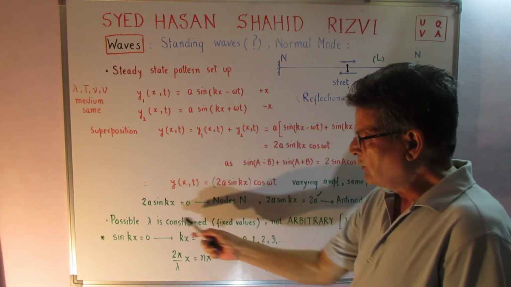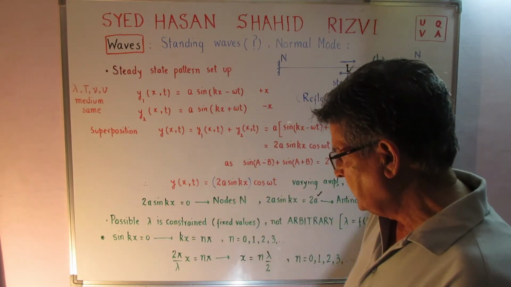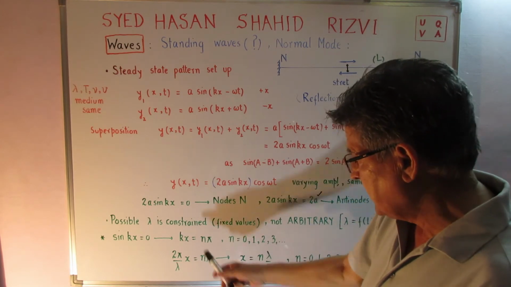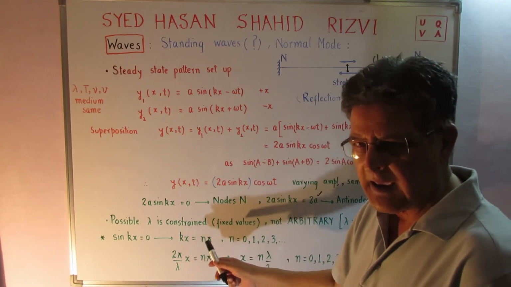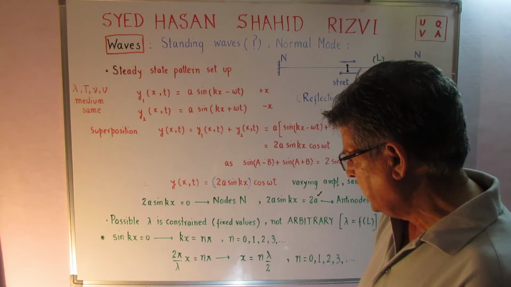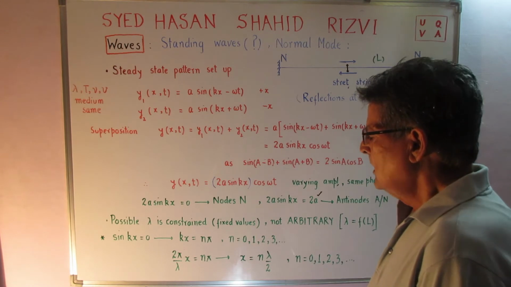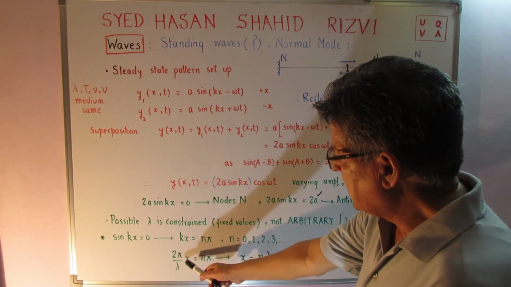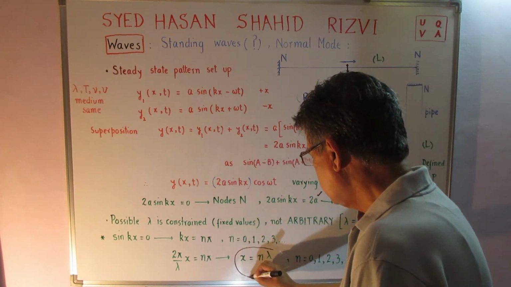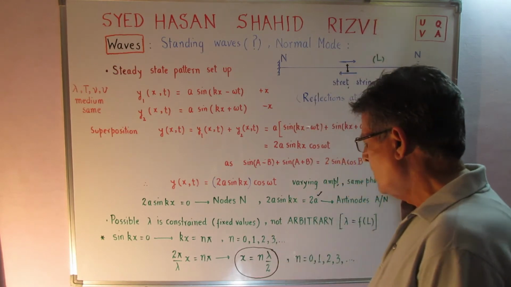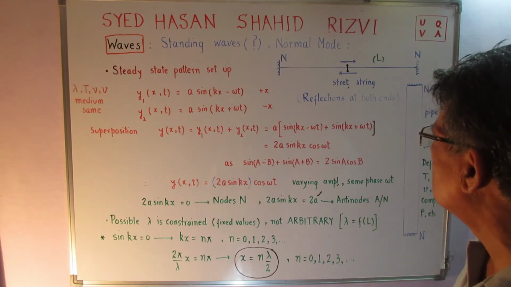So in the first instance for the nodes, I put sine of kx is equal to 0 and then solve it. I find that if sine of kx is equal to 0, then kx must be equal to n into pi. Well, what is n? n is equal to 0, 1, 2, 3, 4, 5, 6, like that, integer. Putting the value of k over here, 2 pi upon lambda into x is equal to n pi, I get the value of x as n lambda by 2. Okay, n lambda by 2, where n is equal to 0, 1, 2, 3, 4, like that.